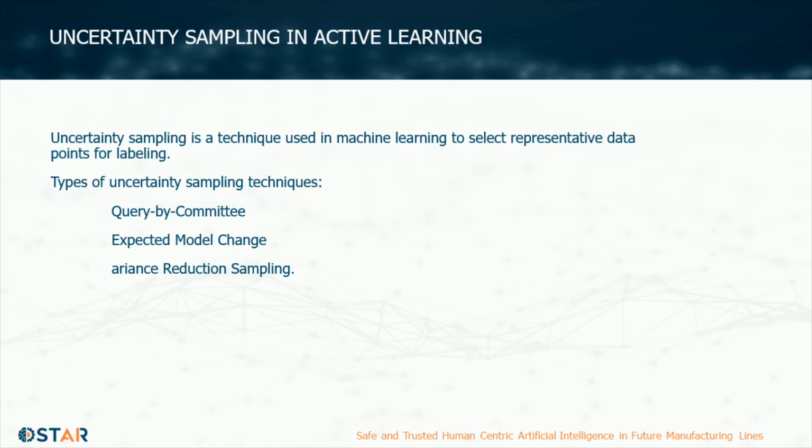In this tutorial, we explore 3 more types of uncertainty sampling techniques: query by committee, expected model change, and variance reduction sampling.